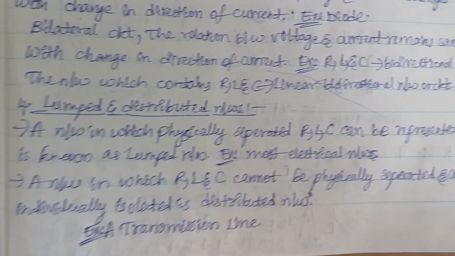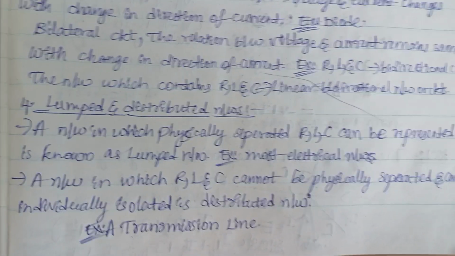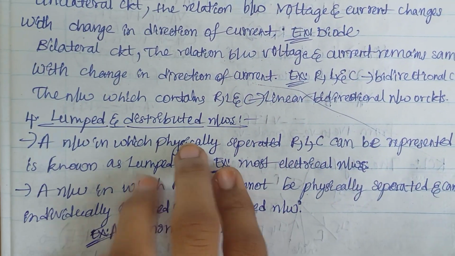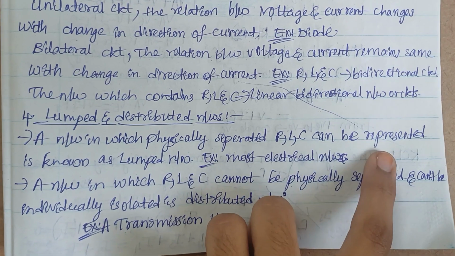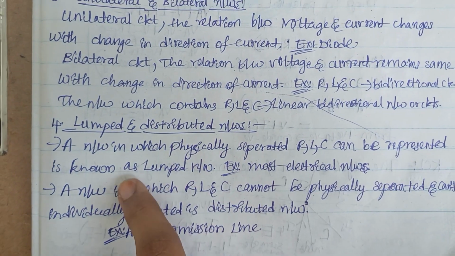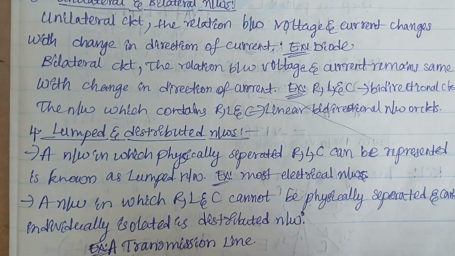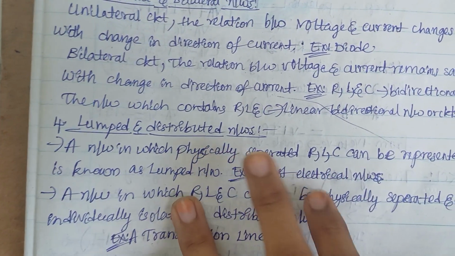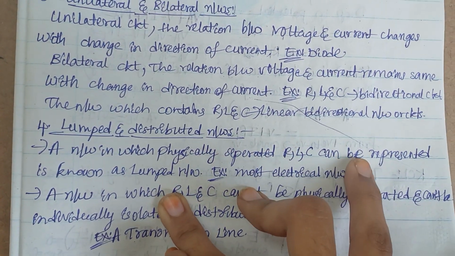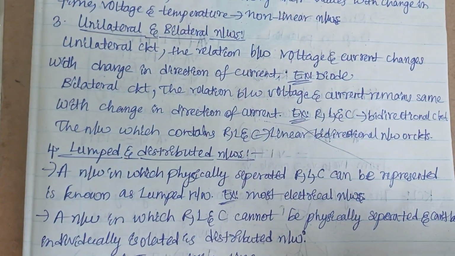And now coming to the fourth category, that is your lumped and distributed networks. A network in which physically separated RLC can be represented is known as a lumped network. For example, most electrical networks are lumped networks only. A network in which physically separated RLC, like we can represent RLC in various forms, right?